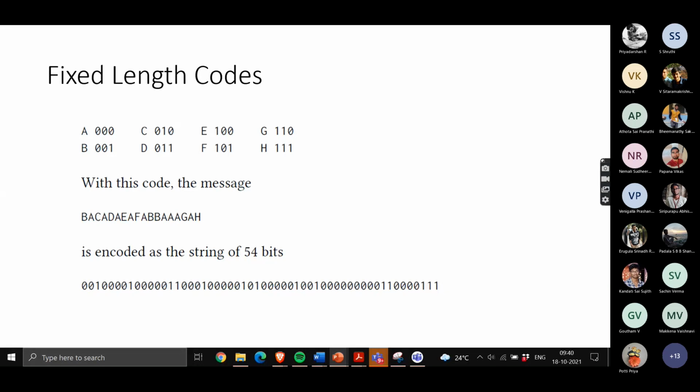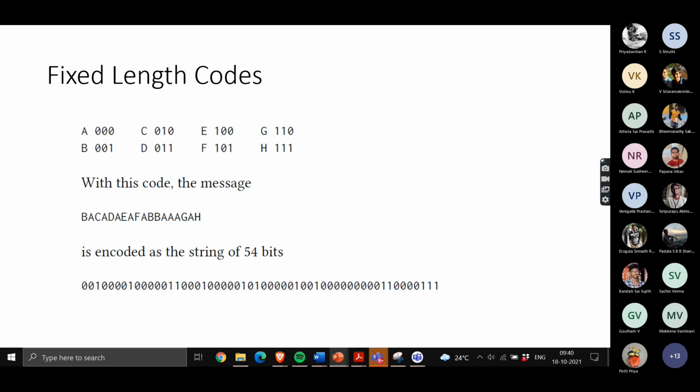Actually, I'm just comparing the fixed length coding and the variable length coding. So what is the disadvantage of fixed length coding? What is the advantage of variable length coding? If I say what is the advantage of variable length coding, we can save some space. Right? We are making it space efficient.